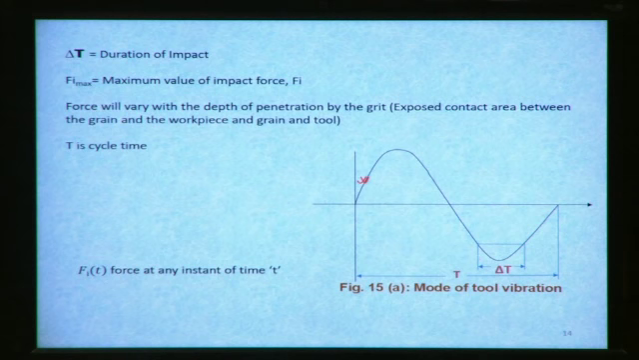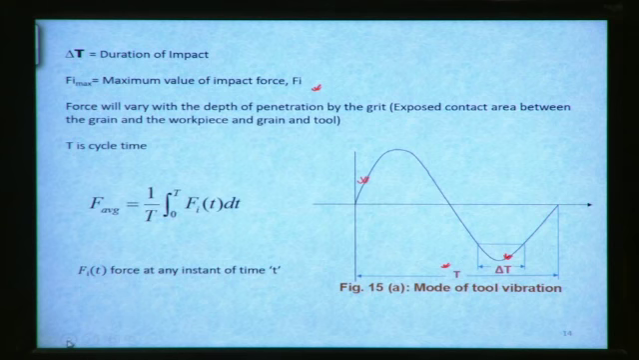So for this delta time, del T, the abrasive particle is in contact with both the tool and the workpiece. So F_i max is the maximum value of the impact force. The force F_i will vary with the depth of penetration by the grit, and the exposed contact area between the grain and the workpiece and the grain and the tool. And T, capital T, is the cycle time. Okay, so F_i(t) is the force at any instantaneous time t here.